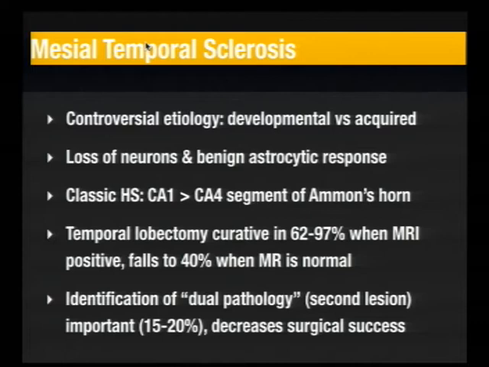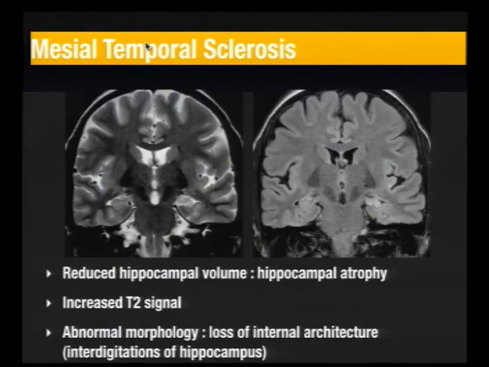Now coming to the imaging findings of MTS. There are two main characteristics of MTS. First, there is increased signal intensity of the hippocampus on T2 and FLAIR sequences. Second, there is a loss of volume. Both should be present to make a diagnosis of mesial temporal sclerosis. Sometimes in patients with epilepsy, you can have increased signal intensity on T2 and FLAIR without any loss of volume. This could be an effect of the seizure itself. So both should be present to make a diagnosis.